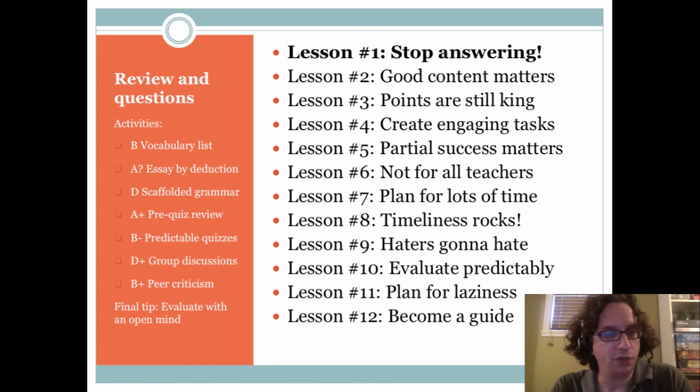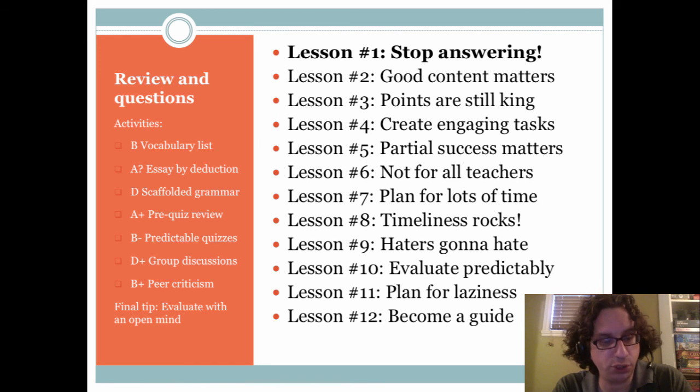My activities: we had the vocabulary list, which got a B, the essay by deduction, which got an A question mark, A for me, not an A for other people. We got the scaffolded grammar, which really doesn't work in my opinion. If it works for you, wonderful. Doesn't seem to work for me. The pre-quiz review, which is an A+, everybody should be doing this.